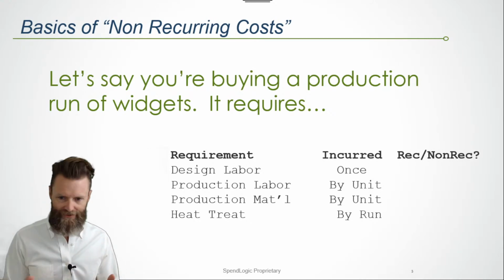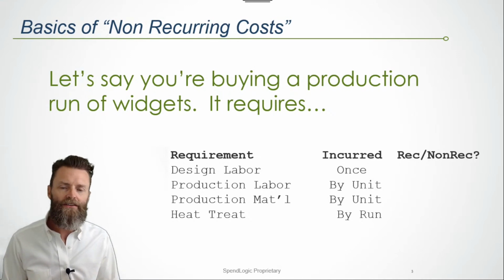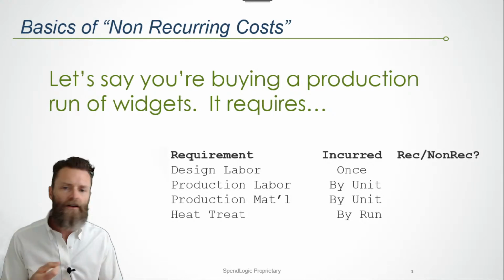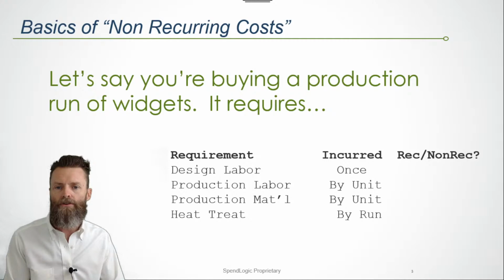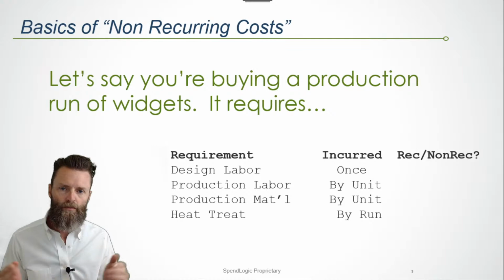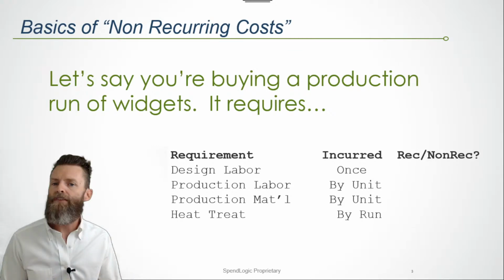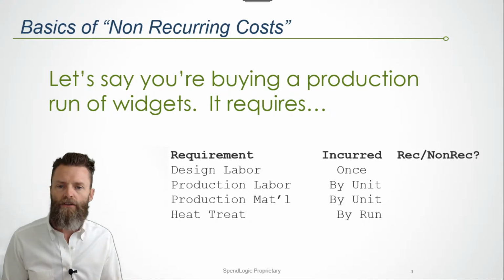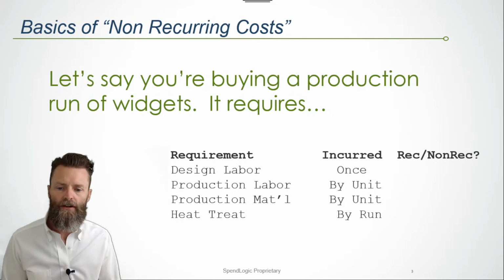It requires, on the screen here, you can see the different categories of labor and material that it requires. So first off, you've got design labor, production material, and something called heat treat. So first off, top of the list is design labor, okay? It shows here that it's incurred once over the course of the production run. So by definition, if it's going to be incurred once and it's not going to be incurred for every unit, then it follows our definition, and it's going to be a non-recurring cost, okay?